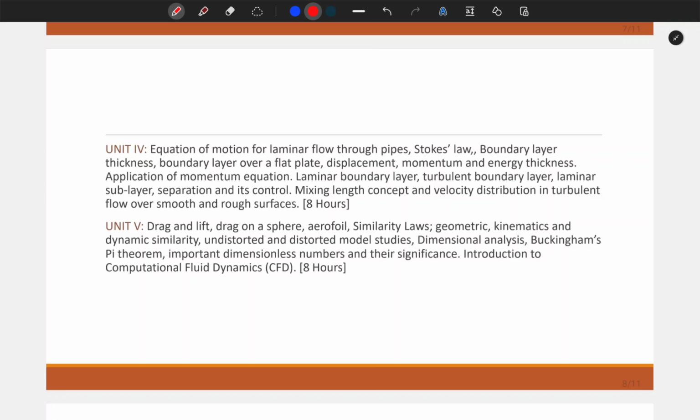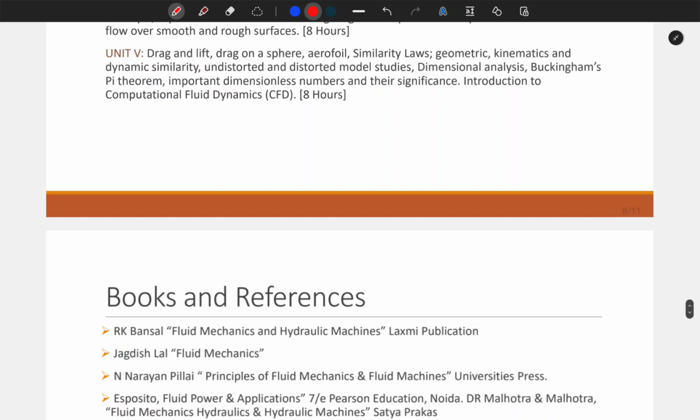And later on, we will move to dimensional analysis. There are two methods to understand dimensional analysis. One of them is the Buckingham pi theorem, which is a very important theorem to determine formulas on the basis of dimensional analysis. And we will have a little overview of computational fluid dynamics, which is another branch of fluid mechanics. So that was the syllabus of fluid mechanics.